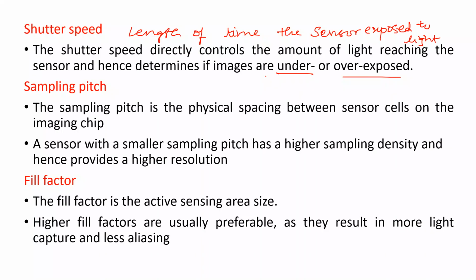The next one is sampling pitch. It represents the physical spacing, nothing but a distance. It represents the distance between sensor cells on the image chip. Each chip may have different sensors, right?